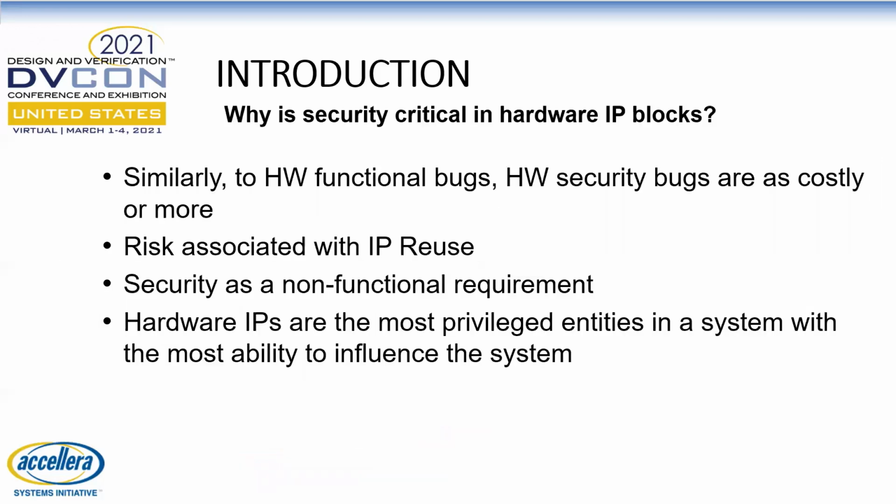So why is security so critical on hardware IP blocks? Similar to hardware functional bugs, security bugs are just as costly to fix and can cause recalls or respins if not caught in time. There are added risks in using IP, especially if the IP has not been thoroughly verified. Security is often used as a non-functional requirement, so integrators often do not realize the true impact of an IP block on the product or the entire system. Hardware IP blocks, often embedded in the most privileged entities of the system, are in prime position for a potential attacker to influence or exploit the system.